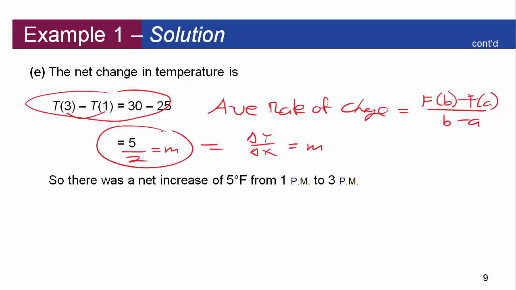It was basically increasing, because it's a positive number, by 5/2 or 2.5. So it's like 2.5, and then what are our units of measure? It's degrees, right? Degrees Fahrenheit per, and our units were hours, right? So it's going up by 2.5 degrees per hour.